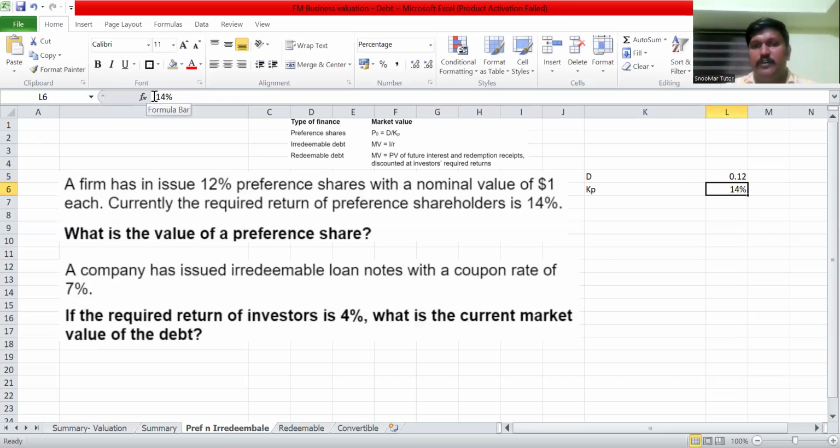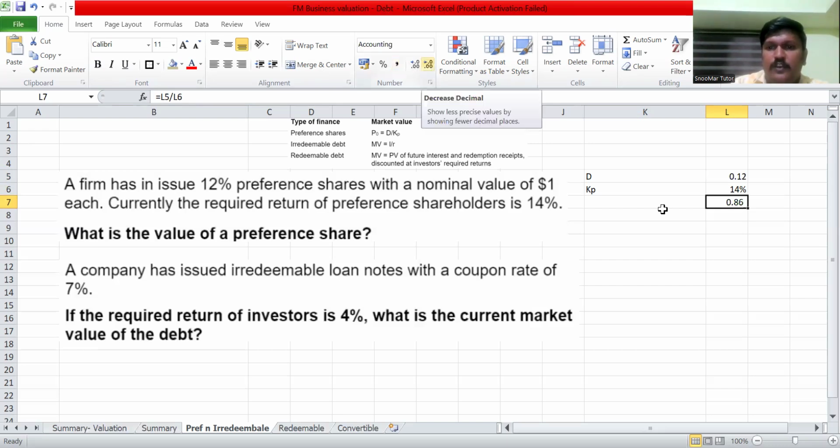Now what you need to find out, the value of this preference share, you just need to divide D by the cost of preference shares, 14%. So you have a particular value of 0.857143 as the current market value of the particular share. Meaning $1 was the nominal value, but now it is being traded at 0.85, 0.86.